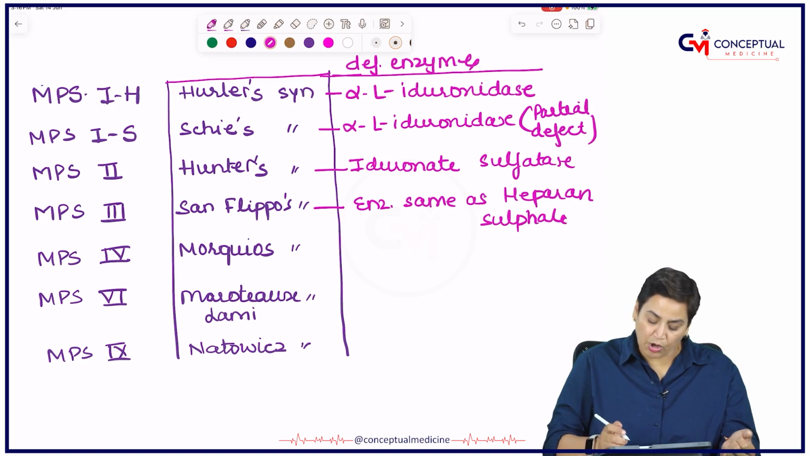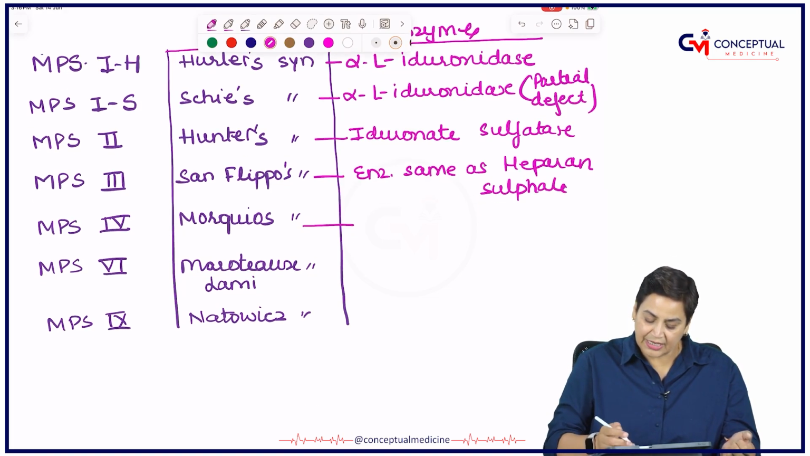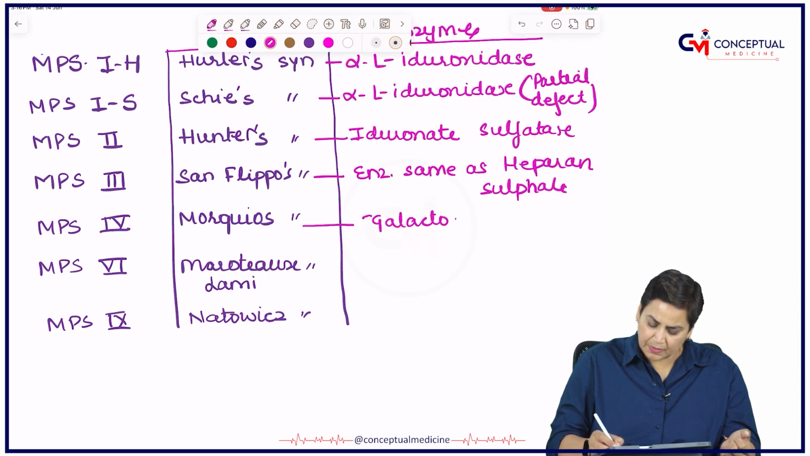If we talk about Morquio syndrome, the deficient enzyme is galactosamine 6-sulfatase, beta galactosidase.